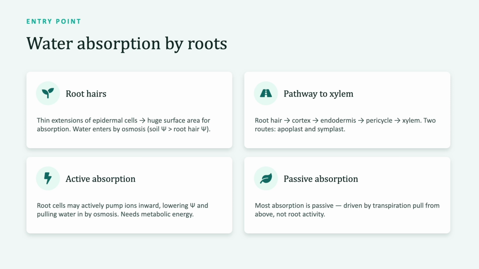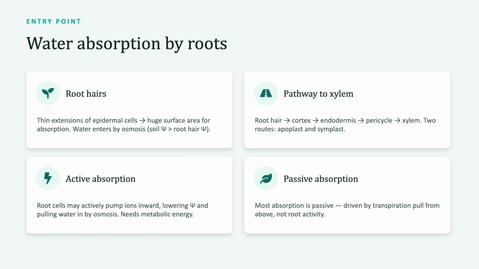Water enters the plant through root hairs, tiny extensions of the root's epidermal cells that massively increase the surface area of absorption. Soil's water potential is higher than the root hairs, so water enters by osmosis. From there, water travels inward through the cortex, passes the pericycle, and finally reaches the xylem. It takes 2 possible routes, the apoplast and the symplast, which we will see next.